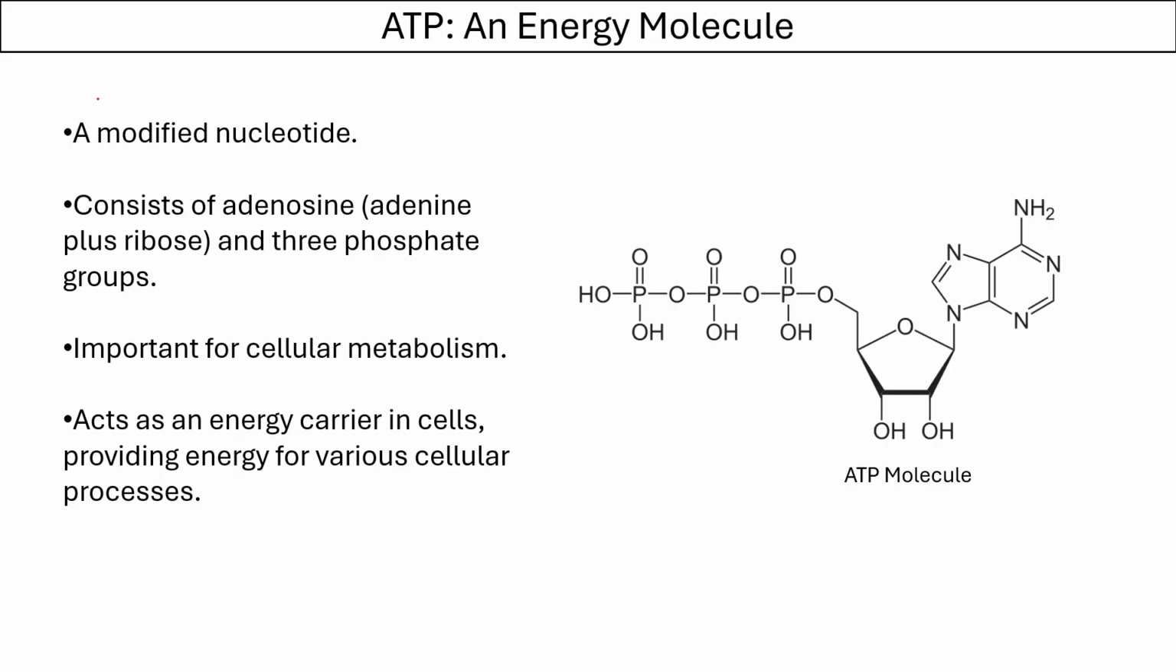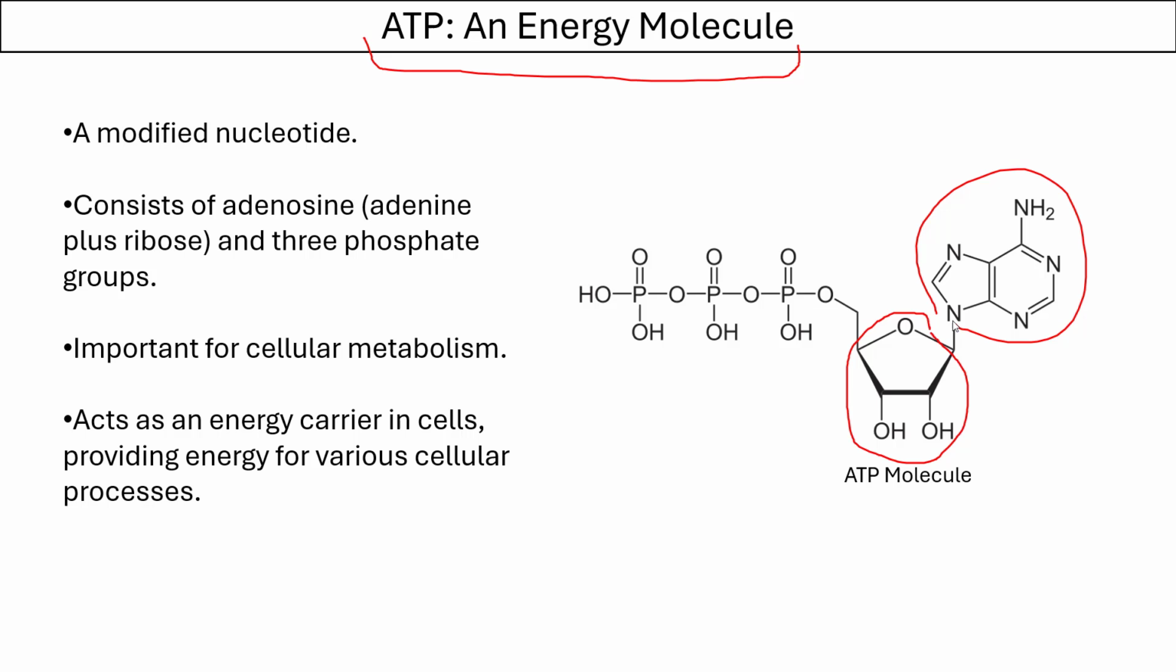One last point is a very important form of a nucleotide. This nucleotide, which is sugar, nitrogen base, and phosphate, is called ATP. And ATP, as you know, is the energy carrier in our cells, in our body, and it's synthesized during the process of cellular respiration.